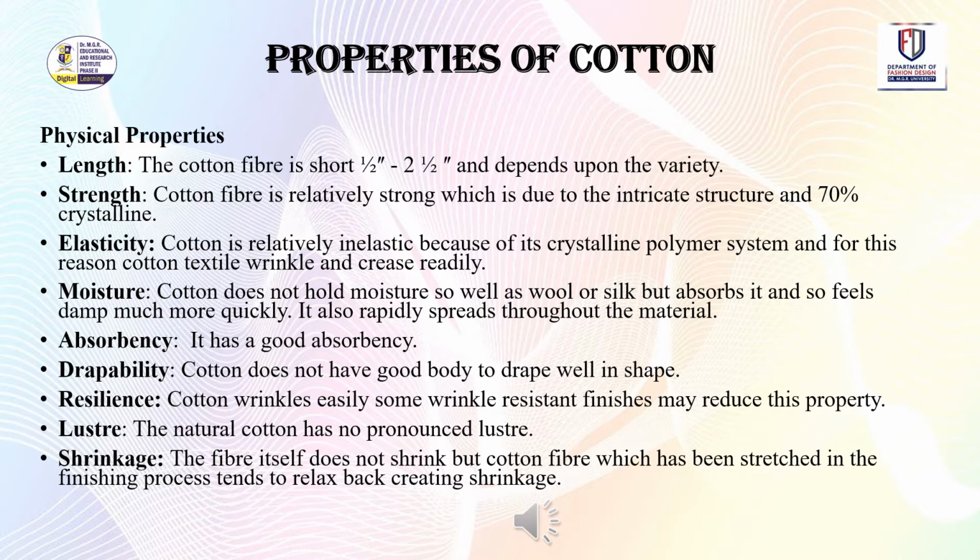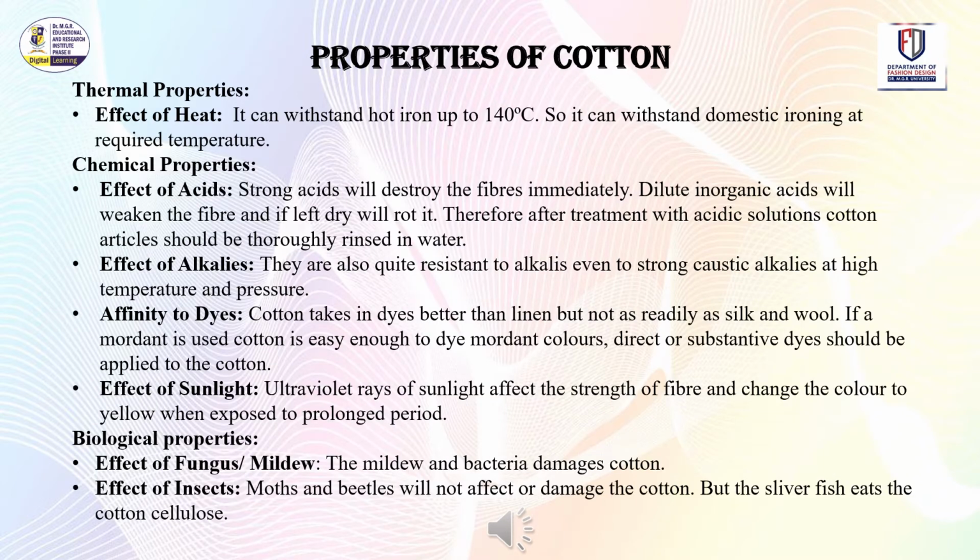Resiliency. Cotton wrinkles easily. Some wrinkle resistant finishes may reduce this property. Luster. Natural cotton has no pronounced luster. Shrinkage. The fiber itself does not shrink, but cotton fibers which have been stretched in the finishing process tend to relax back, creating shrinkage. Thermal properties. Effect of heat. It can withstand a hot iron up to 140 degrees Celsius. So it can withstand domestic ironing also.